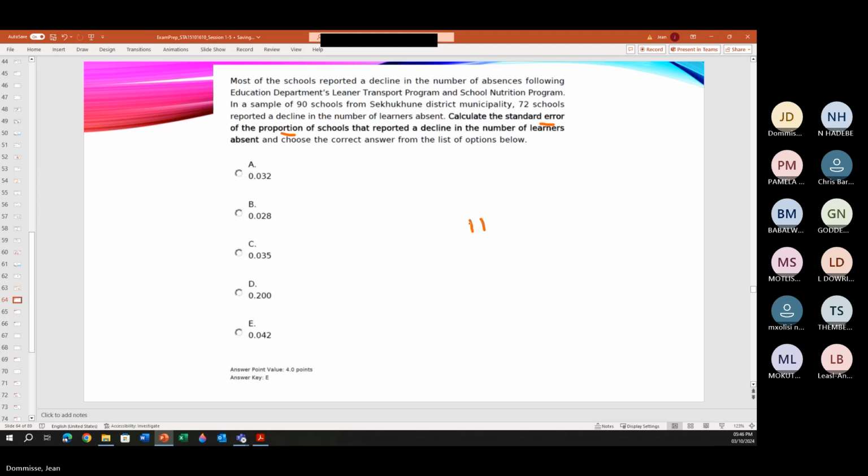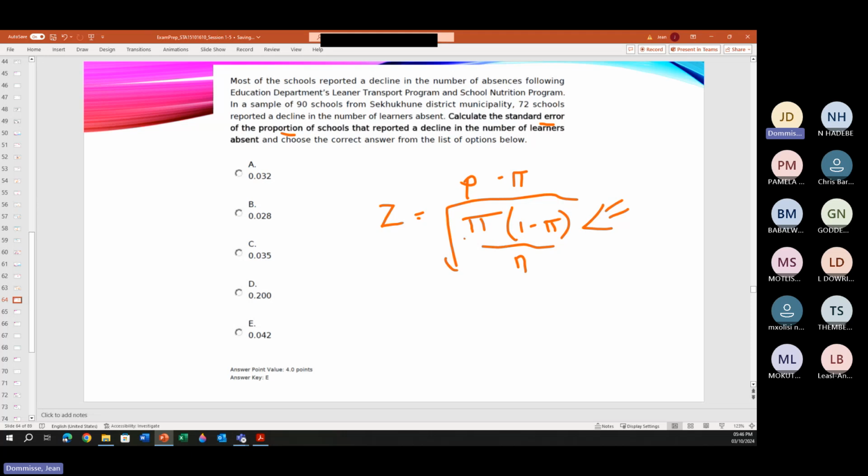I think it's that, because it's normally something like this. And this time we again only need to work out the standard error component. So they need to tell us something about the proportion. And luckily I can see some numbers here, they don't give it in words. I hate it when they do it in words because you don't normally pick it up. So most of the schools reported a decline in the number of absences following the education department's learner transport program and school nutrition program in a sample of 90. So at least we also get the sample.